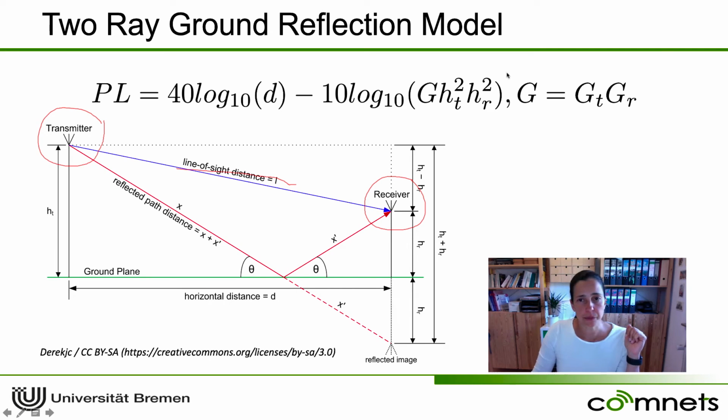And here we will also have the gain of both antennas, which is now described as the product of both gains. And here we have the heights of the transmitter and the receiver. So if you compare it to the Freespace model, we quickly figure out that the new component here is really taking into account also the height of the antennas and, of course, also the secondary wave.